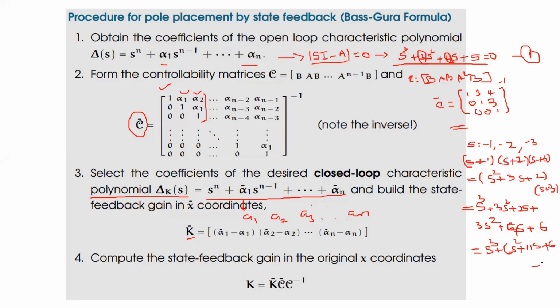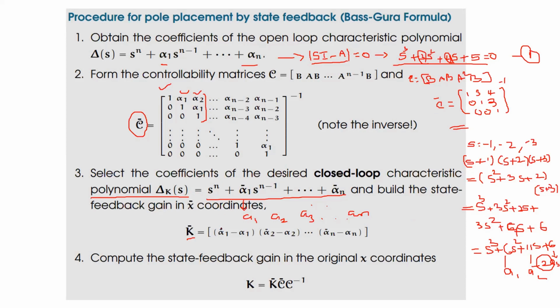Let this be the equation. Let the polynomial coefficients, leaving the highest degree term, afterwards be considered: this is A1, this is A2, and this is A3. Now let us come to our next step.